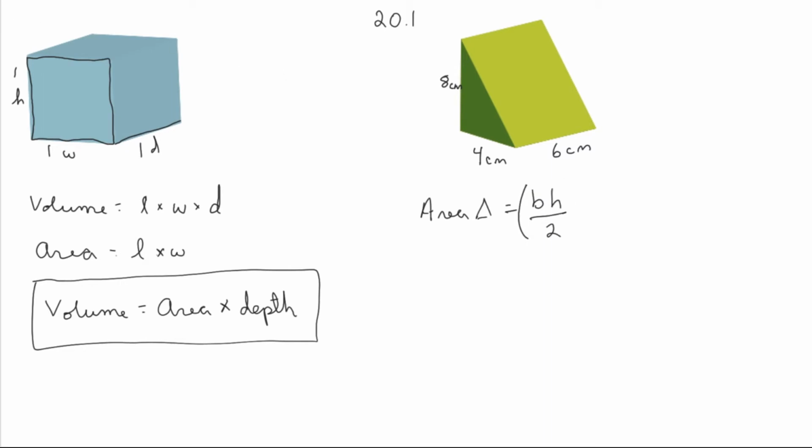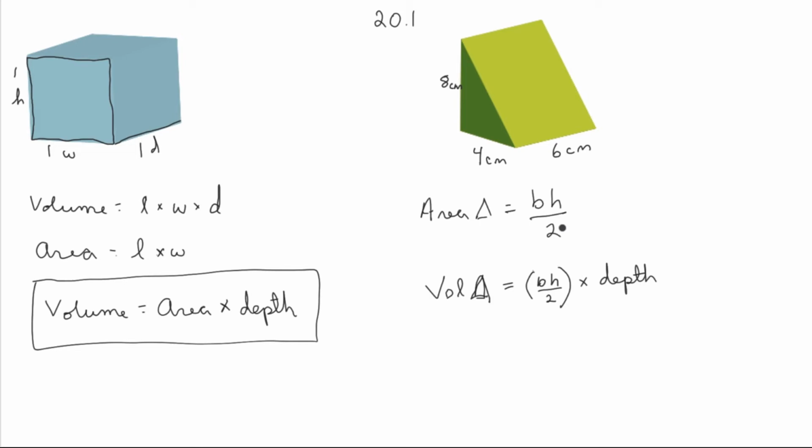Actually, let me undo that for you. So the volume of a triangular shape is going to be the area of the triangle, which is base times height divided by 2, times the depth, right? That's how we're going to find the volume of this triangle.